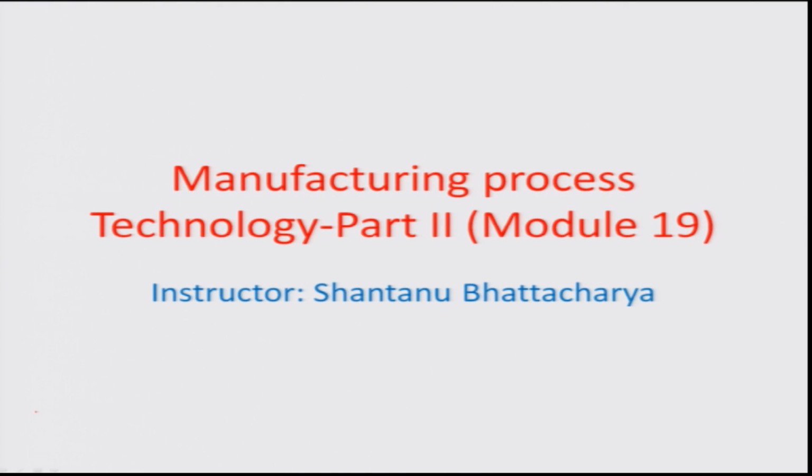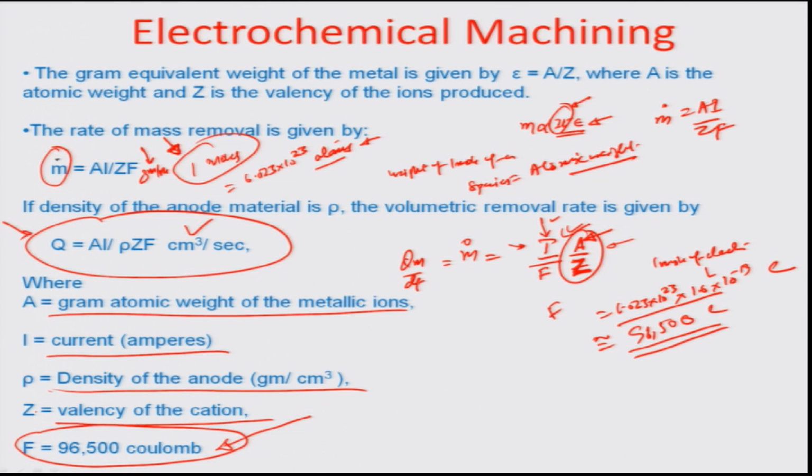We were talking about electrochemical machining, and in context of that we had mentioned how the MRR, or the material removal rate m dot, could be represented by AI by ZF, where m dot is the mass removal rate, A is the gram atomic weight, I is the current in amperes, and F is 96,500, and I also told you how to arrive at this. It's the charge of 1 mole of electrons, and Z is the valency of the particular ion that is being electrochemically displaced. Using the density term in the expression, we could calculate the volume removal rate, which is AI by rho ZF centimeter cube per second.